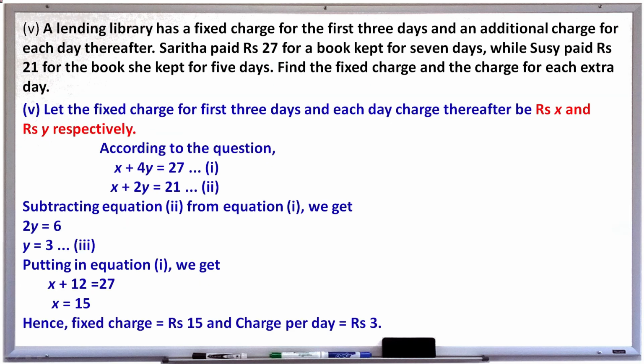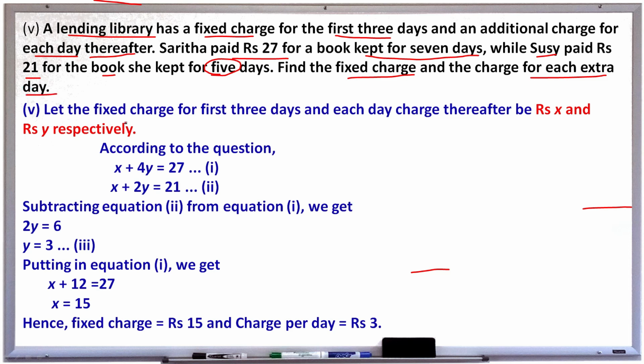A lending library, question number 5. A lending library has a fixed charge for the first 3 days and an additional charge for each day thereafter. Sarita paid rupees 27 for a book kept for 7 days, while Susie paid rupees 21 for the books she kept for 5 days. Find the fixed charge and the charge for each extra day.